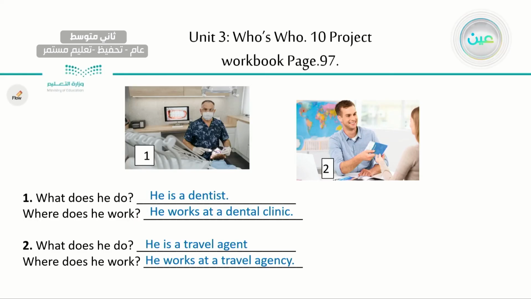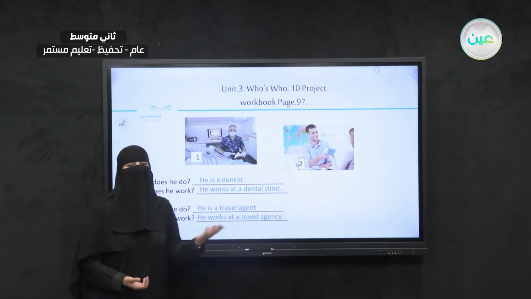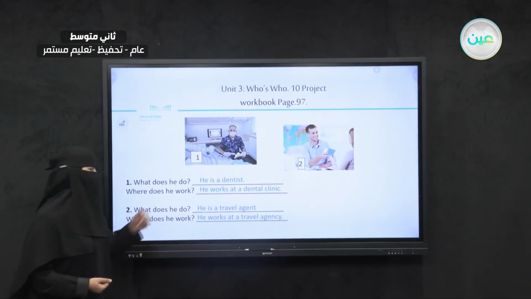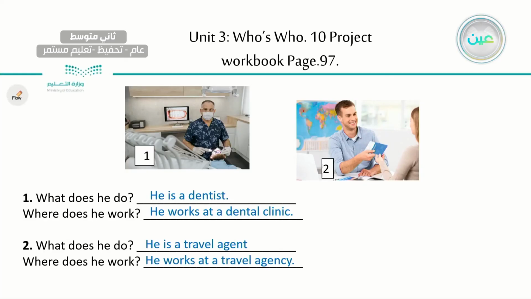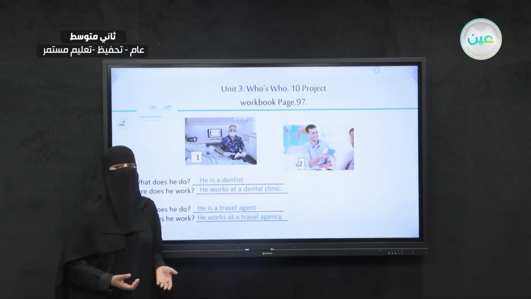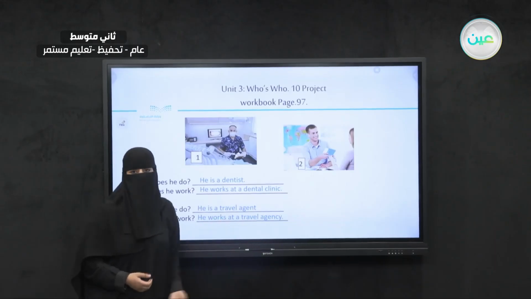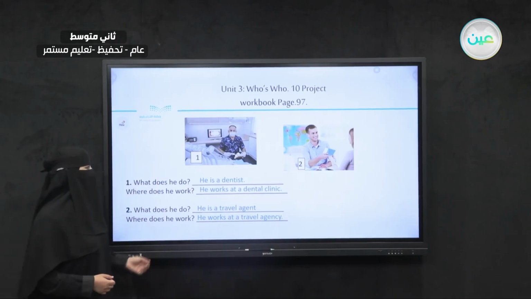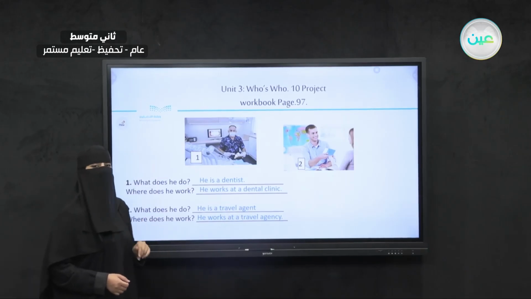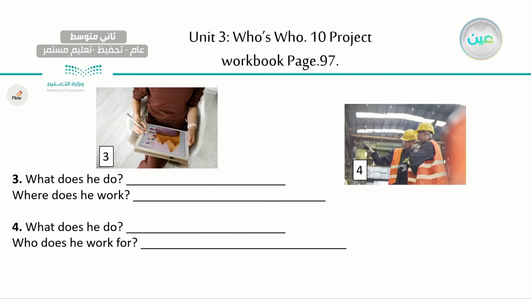A travel agent. What do they do? They organize trips, plan trips. This is what travel agents do. Now, where does he work? He works at a travel agency. What do we call the place where you get to plan your trip? A travel agency. Now, let's take a look at the next pictures.